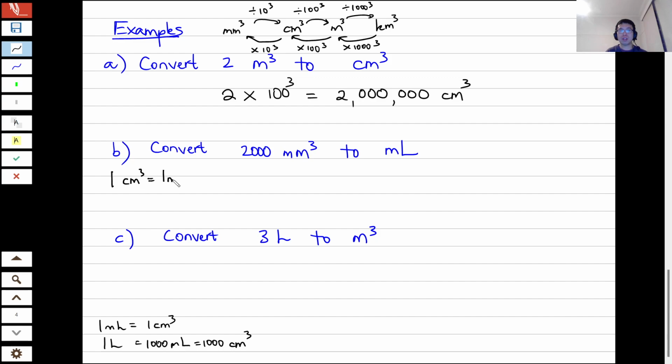I know this, so I'll start by converting it to centimeters cubed. So to do that, I need to divide by 10 to the power of 3. And 10 to the power of 3 is 1,000. So that's actually 2,000 divided by 1,000, which gives me the number 2. And that's in centimeters cubed. But since I know this, I can swap out centimeters cubed and change that to 2 mils. And I'm done.